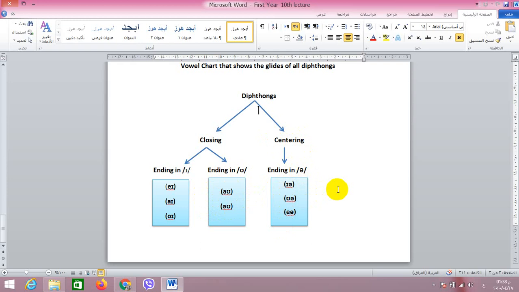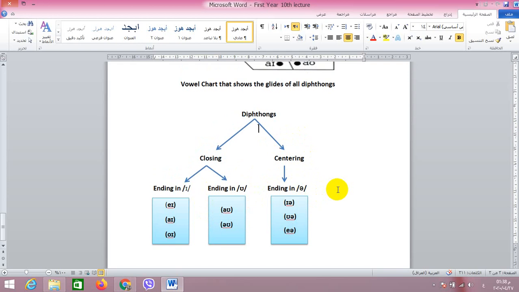I hope that this lecture gives you a good and clear idea of what we mean by diphthongs. Next lecture, inshallah, we are going to talk about triphthongs and other vowel sequences.